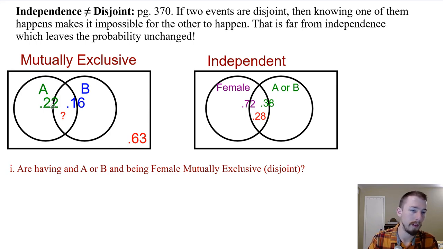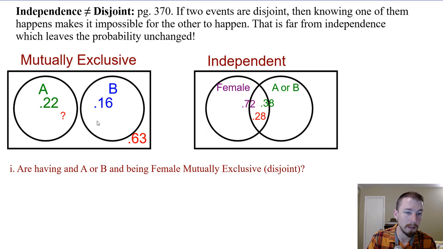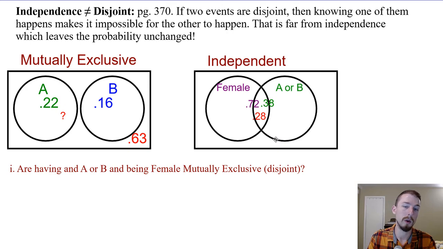So probability of having an A last year was 22% of my students had A's, 16% had B's. Well, you can't have an A and a B, so these two should be mutually exclusive, right? There's no intersection between those two. It's an empty set. The intersection is empty. But when it comes to female and A or B, certainly there were females that had A's and B's. Those are not mutually exclusive events. The only question is whether or not they're independent.